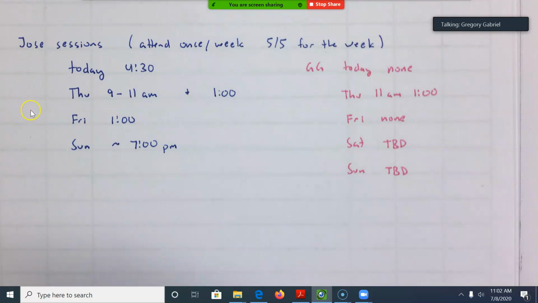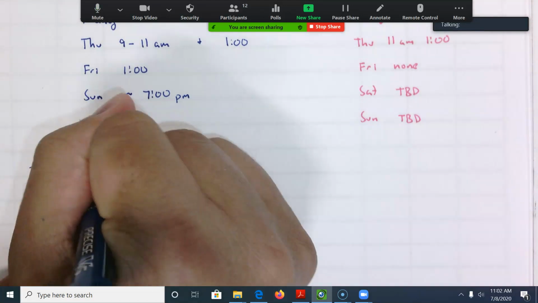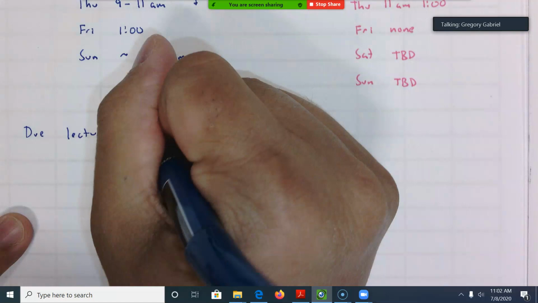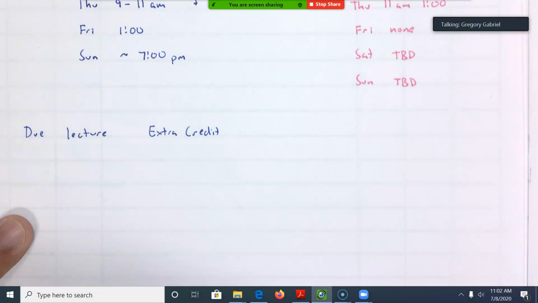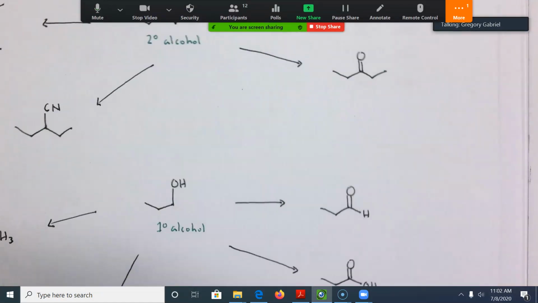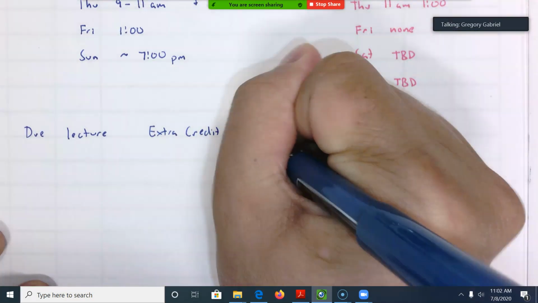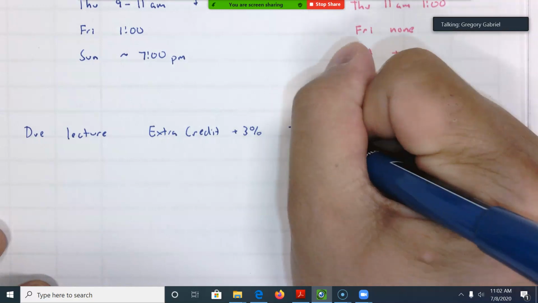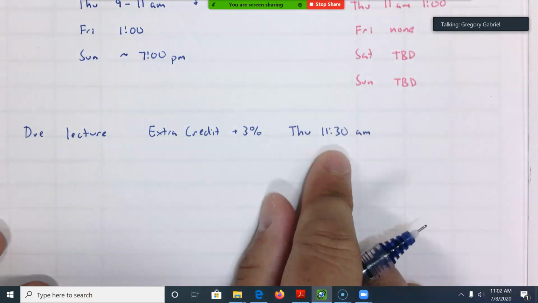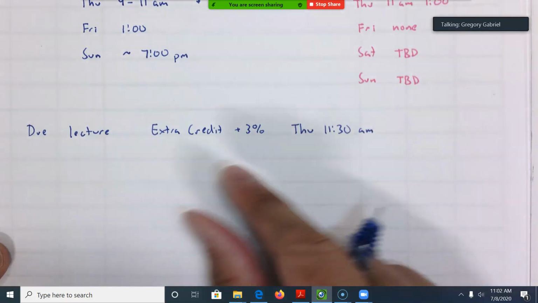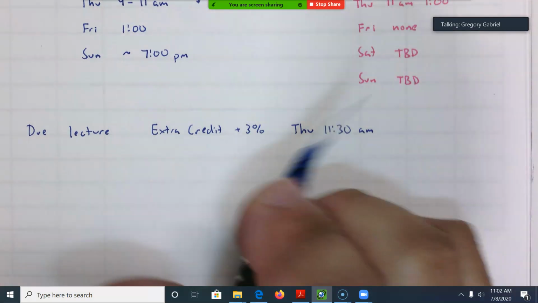Let me just double check. Well, let me do this from memory. What is due in lecture? Okay. Your extra credit. Again, if you're swamped, okay, and you don't want to do this roadmap, that's perfectly fine. But the extra credit was, I think, for plus 3% on exam one. That is due Thursday at 11:30. I don't think I'm going to extend the deadline though. Okay, I do have extended deadlines for your video notes. All right. I see there's a question I'll get to in just a bit.